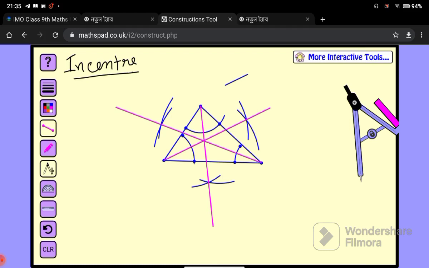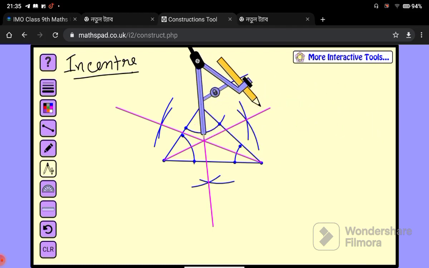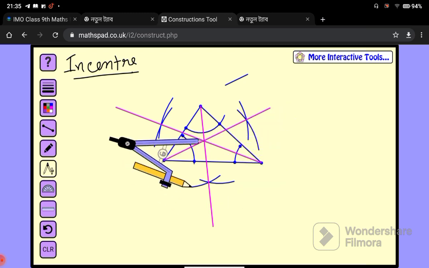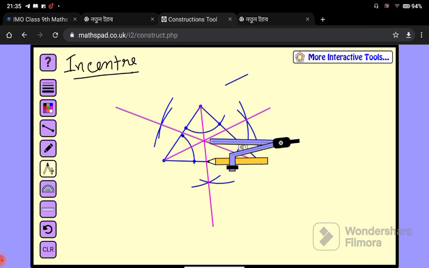Okay, now we'll draw the inscribed circle inside the triangle. Then another process is there. What you have to do, black color I'm using, you have to take the compass. Okay, you put it here. Then what you do, very clearly you see this. Then you drop one perpendicular line on this side. Okay, see very carefully.